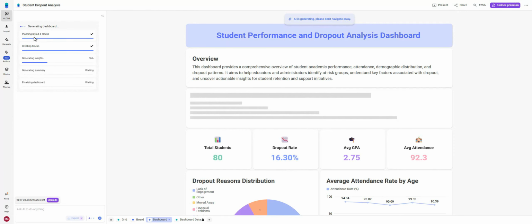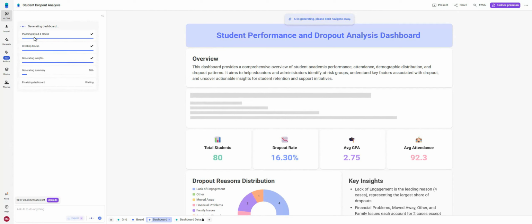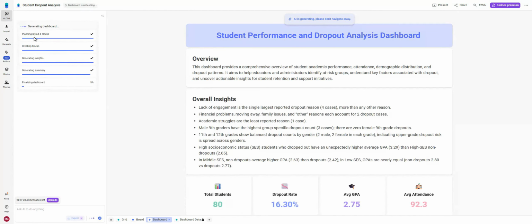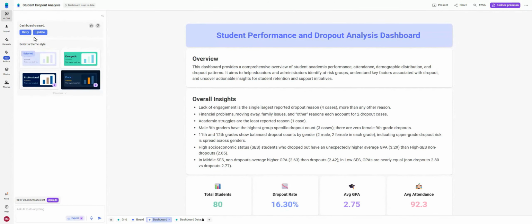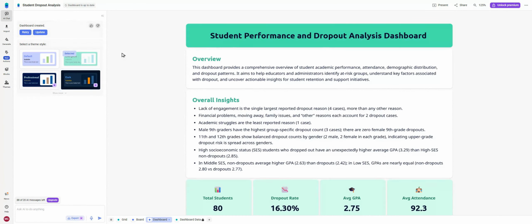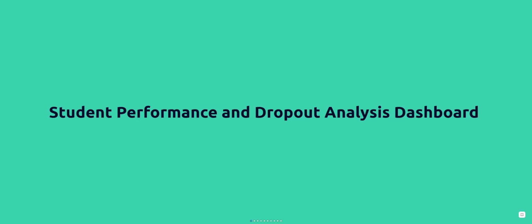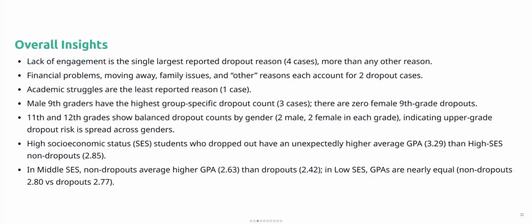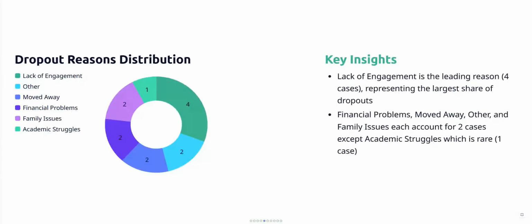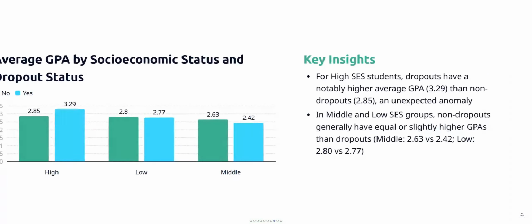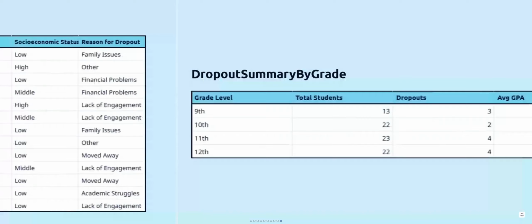It's automatically generating 5 interactive charts showing dropout reasons, grade level breakdowns by gender, GPA analysis by socioeconomic status, attendance rates by age, and student counts across different demographics. Plus 2 detailed tables for comprehensive data exploration. Our student performance and dropout analysis dashboard is complete with all visualizations perfectly organized.